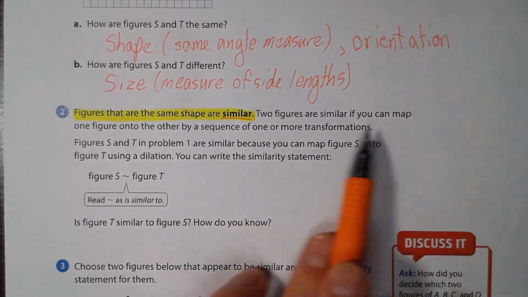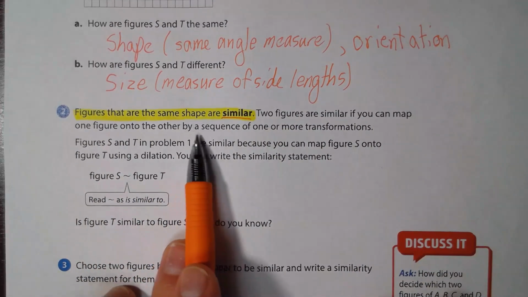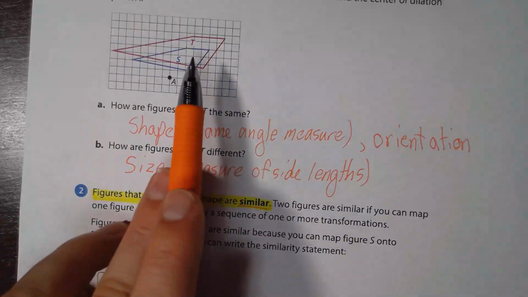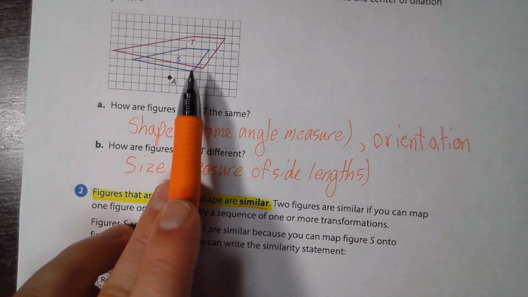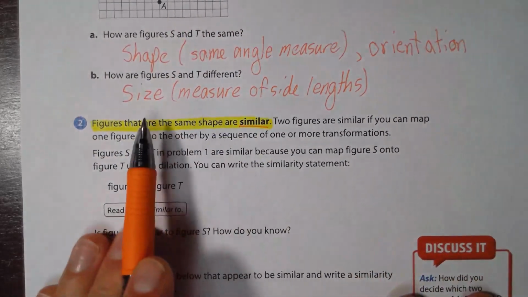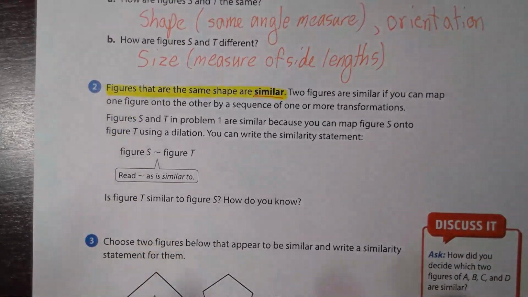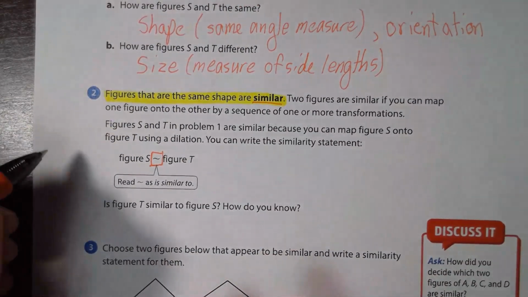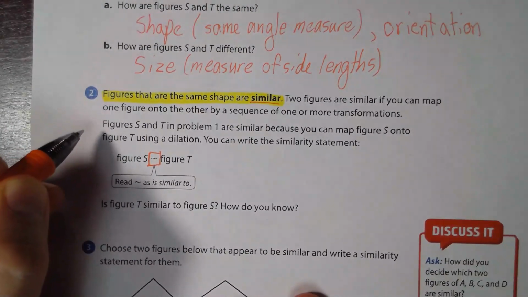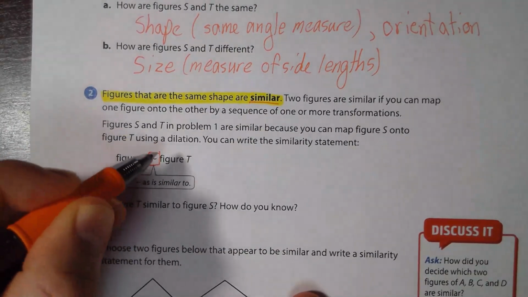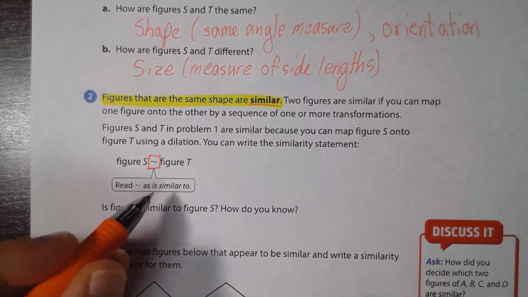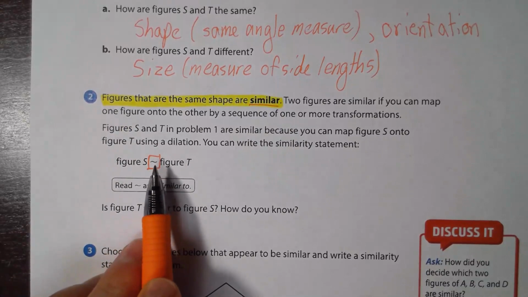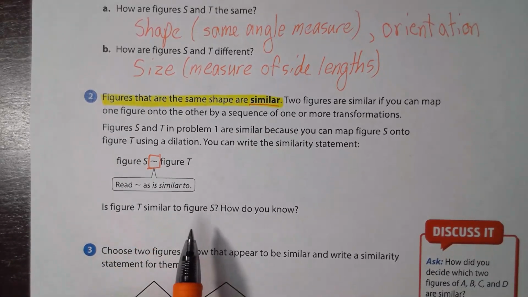Two figures are similar if you can map one figure onto the other by a sequence of one or more transformations. Basically, we can undo this dilation and get T right back on top of S. We know that it still has the same shape. This is how we write that shorthandedly. And notice to do congruent, we had that equal sign with this little tilde. Now we're just doing this little tilde, this little squiggly, that we are going to read as is similar to. So we could say figure S is similar to figure T.